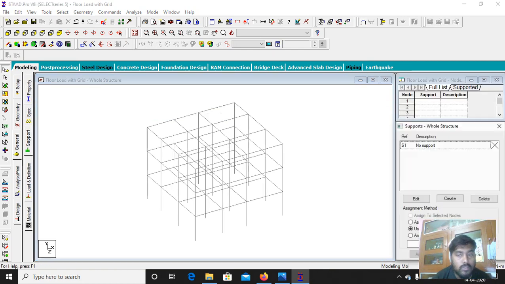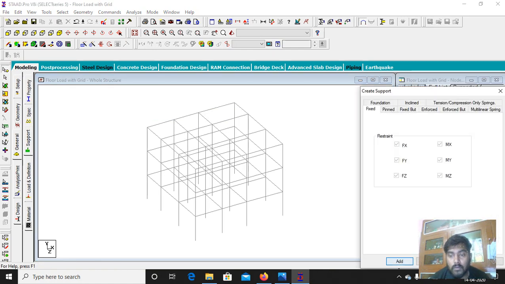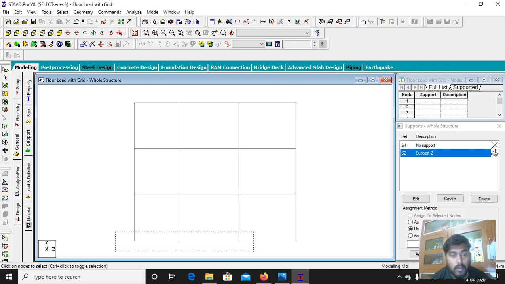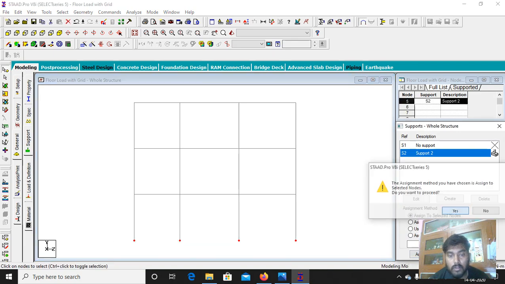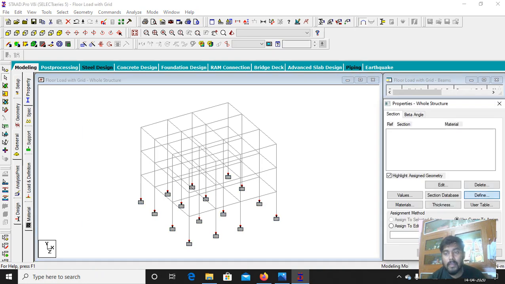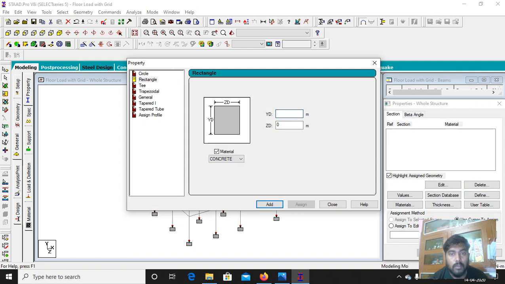Let us give the support systems. We are creating a fixed support system. So let us choose the grid points and give the support there. Yes, supports have been given. Okay, now section property. Let us try one normal section, beam, a column section, normal rectangle, ZT 0.35, 0.25, add, and another one will be ZT 0.3 and 0.35, add.